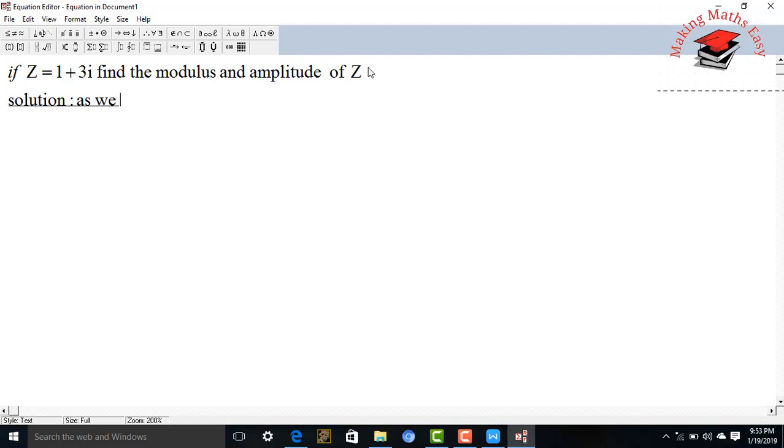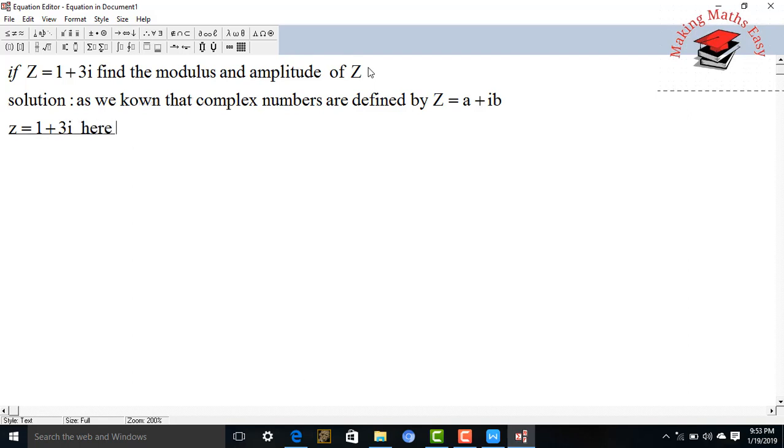As we know, complex numbers are defined by capital Z, which is equal to a plus ib. On comparing this equation with the given equation, z is equal to 1 plus 3i. So here a will be equal to 1 and b will be equal to 3 in this case.